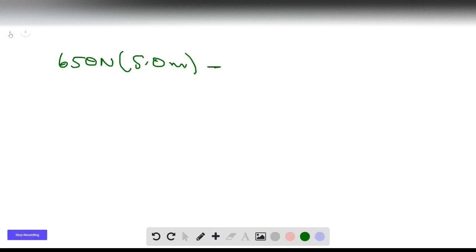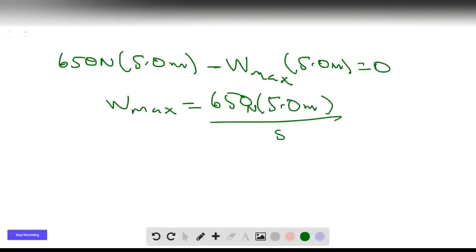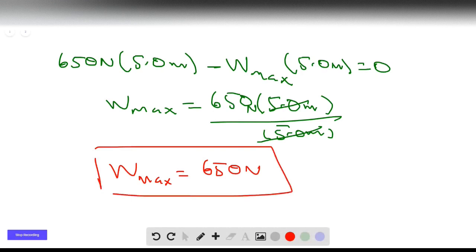So we can solve the maximum weight to be 650 times 5.0 newtons, or rather meters. This is 650 newtons, all over the 5.0 meters. These two cancel. So we get the maximum weight to be 650 newtons. That's the maximum weight at D. And that's the first part of the problem. The second part of the problem, we're going to do that in the next page.